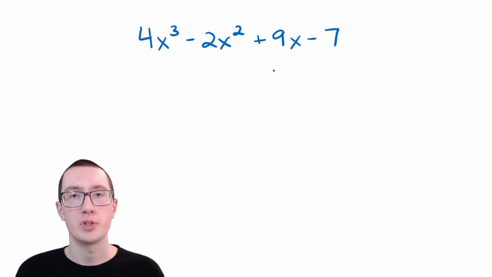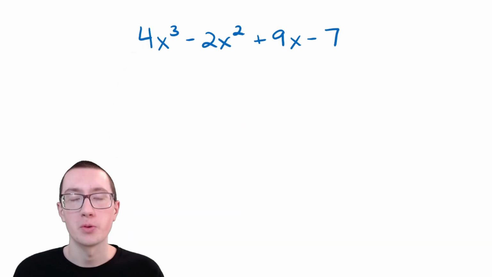We have a polynomial here, and we can call this a univariate polynomial or a polynomial in one variable. Those are all basically just fancy ways of saying we only have one letter here, it's x. So for this example, we need to find the degree and the leading coefficient.